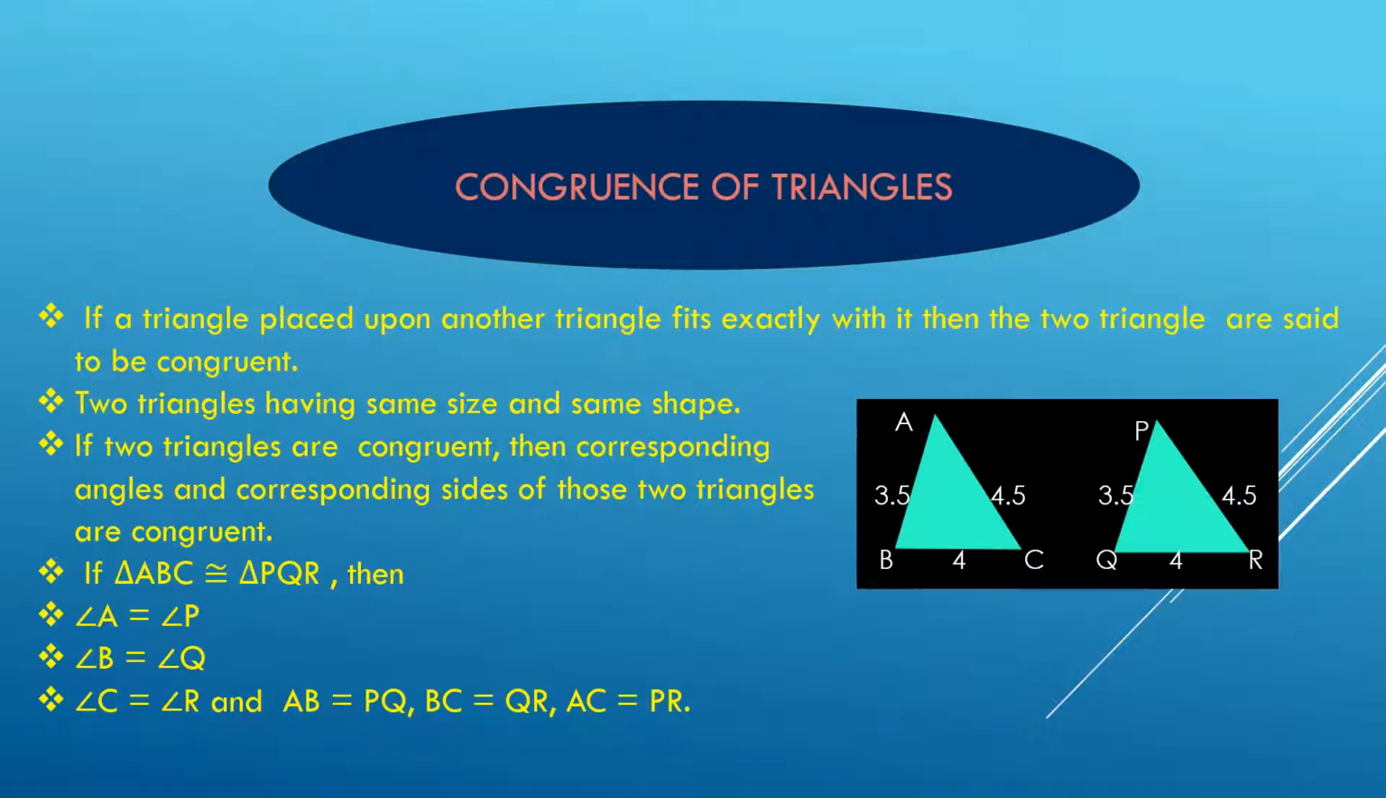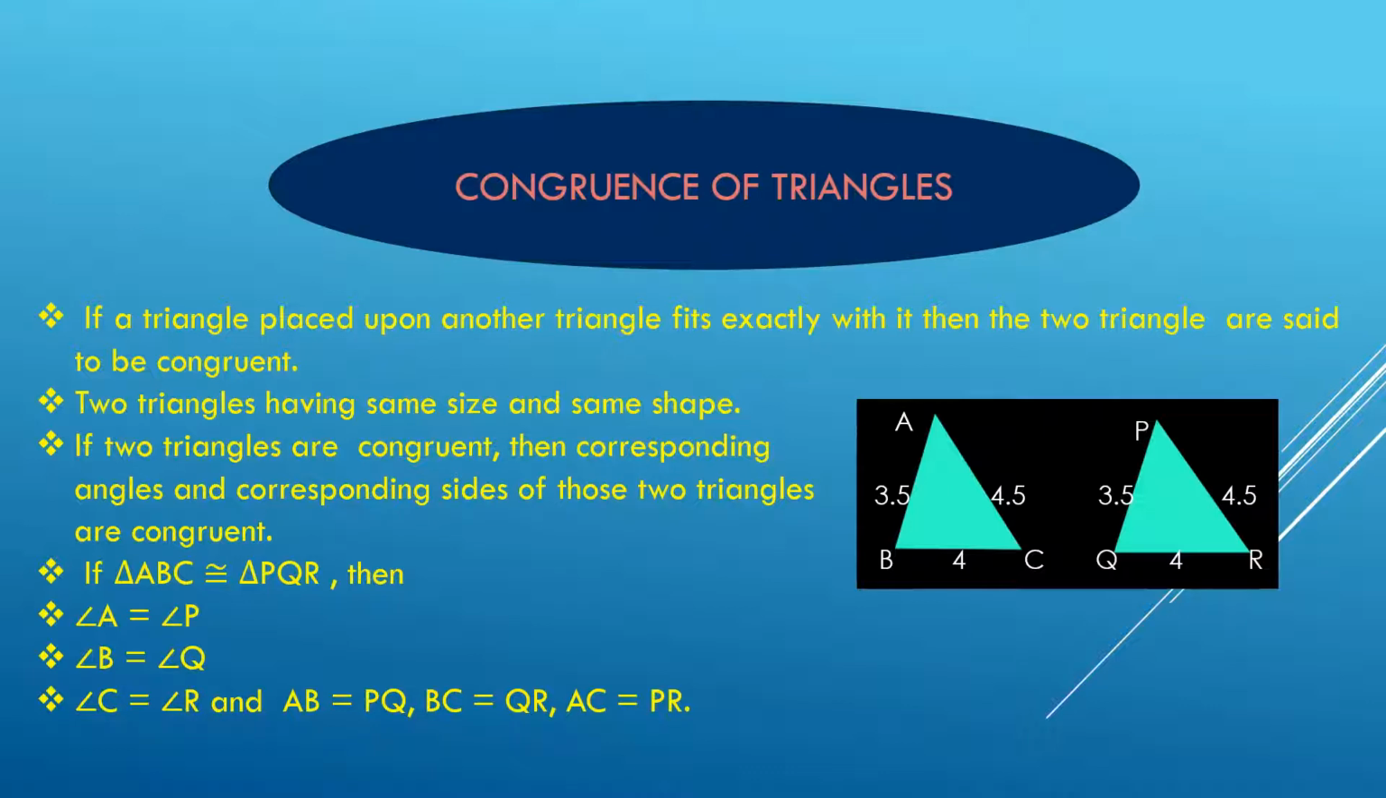If two triangles are congruent, then corresponding angles and corresponding sides of those two triangles are congruent. If triangle ABC is congruent to triangle PQR, then angle A equals angle P, angle B equals angle Q and angle C equals angle R, and AB equals PQ, BC equals QR and AC equals PR.